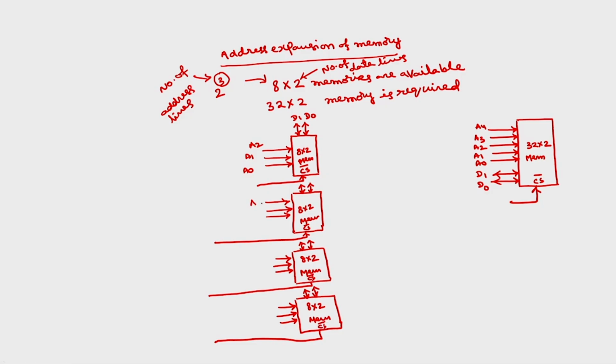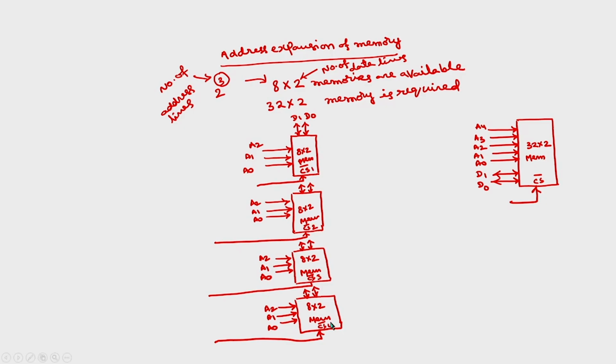So, all the address lines of all the 4 have to be connected together. All the A2s together, all A1s together, all A naughts together. Similarly, D1s and D naughts you have to connect together. Now, the only thing is we have to have different chip selects. We can call these chip select 1, chip select 2, chip select 3, chip select 4.